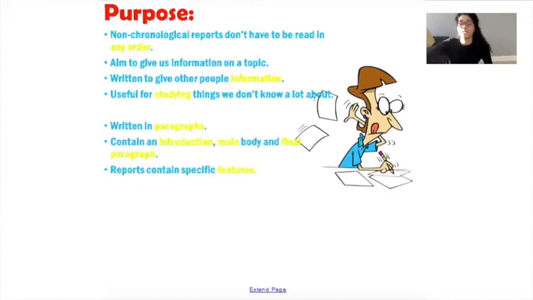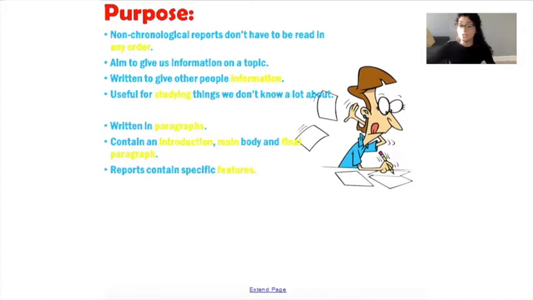Now, the purpose of a non-chronological report. Why do we write non-chronological reports? Non-chronological reports don't have to be read in any order. They aim to give us information on a topic. They are written to give other people information. They are useful for studying things that we don't know a lot about.